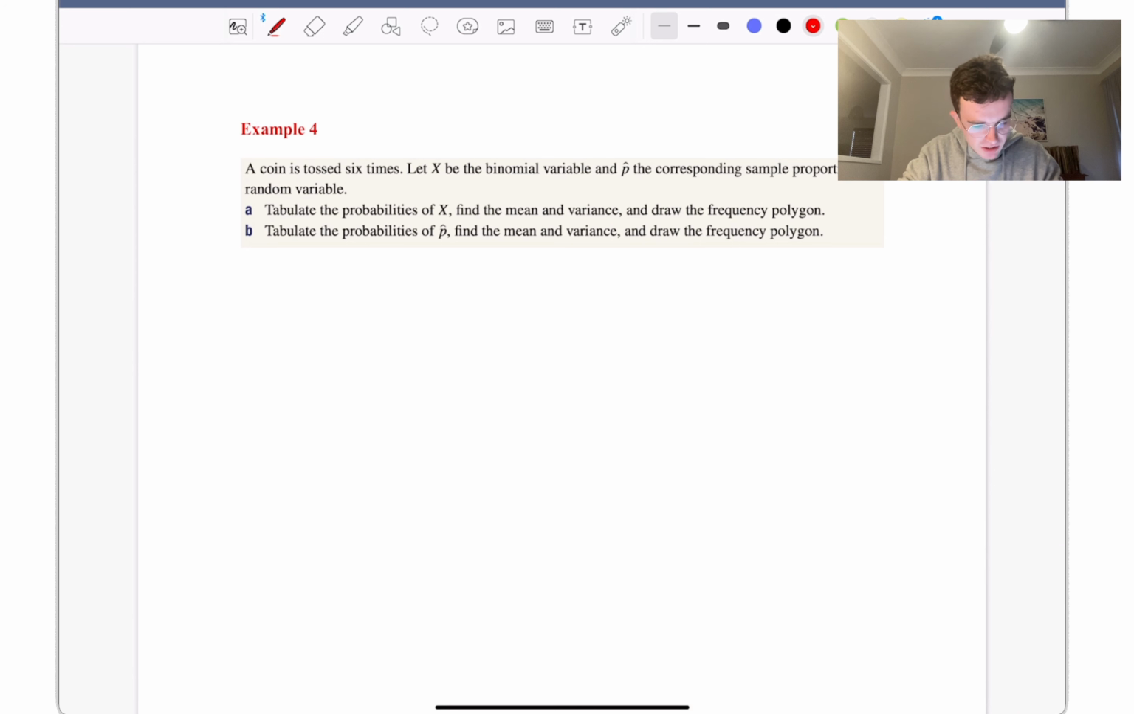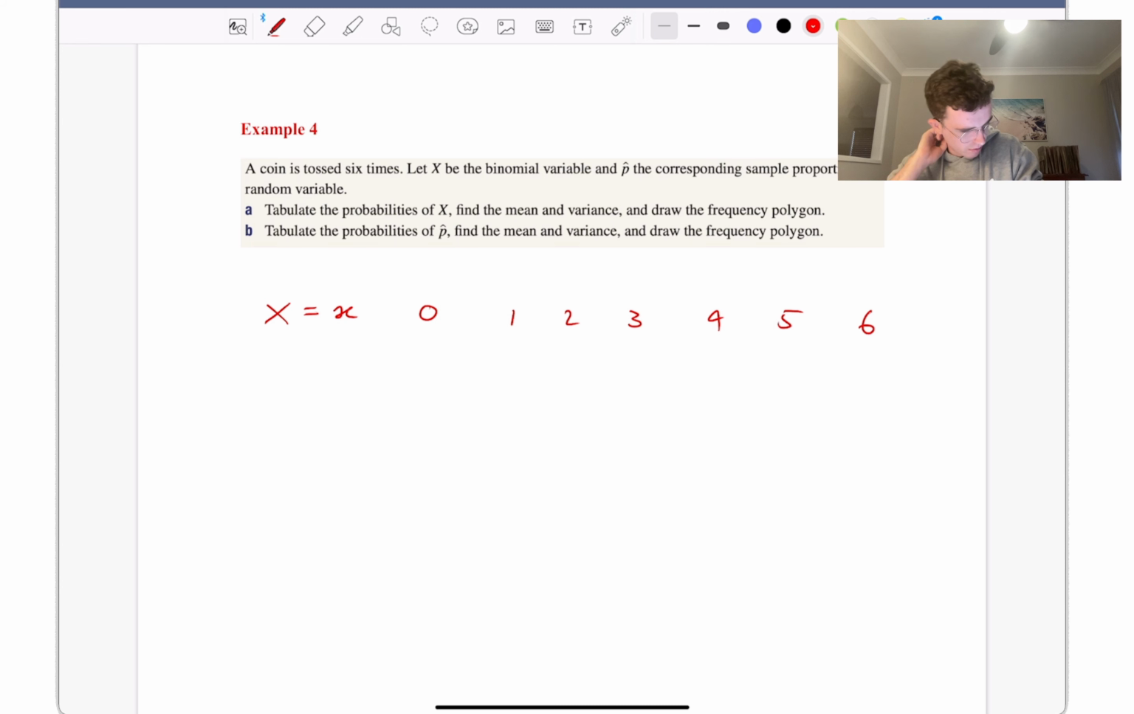A coin is tossed 6 times. Let x be the binomial random variable and p̂ be the corresponding sample proportion. Tabulate the probabilities of x and find the mean and variance. So what that means is, x could be 0 heads, 1 head, 2 heads, 3 heads, 4 heads, 5 heads, and 6 heads.